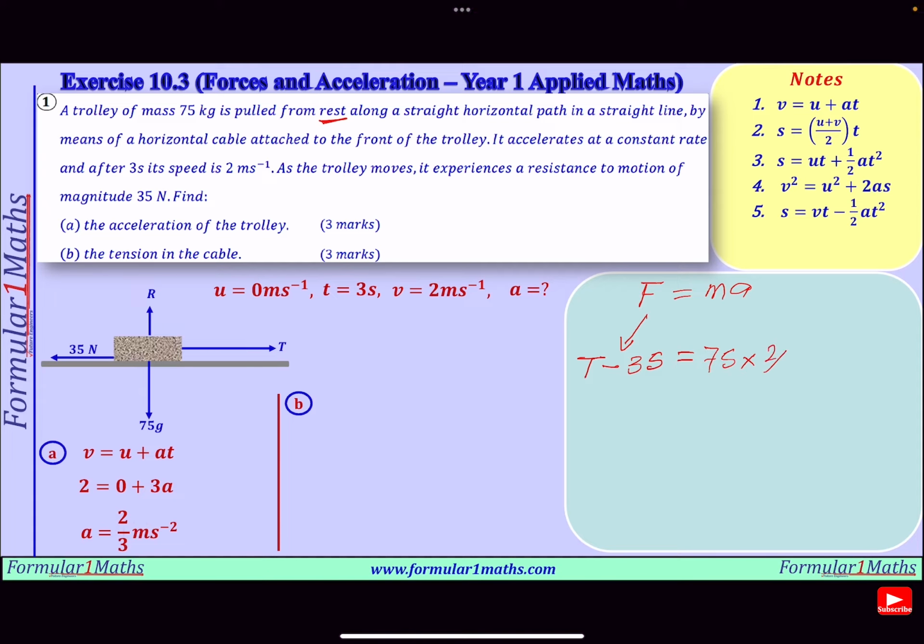So we have F equals ma, we have T minus 35 equals 75 times 2 over 3. We can reduce the fractions. 3 goes to 1, 3 goes to 25. And so the whole equation reduces to T minus 35 equals 50. Rearranging will give us T equals 50 plus 35, and solving gives T equals 85 newtons. So that's question 1. Question 2.